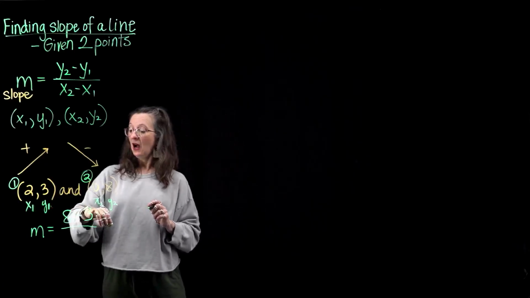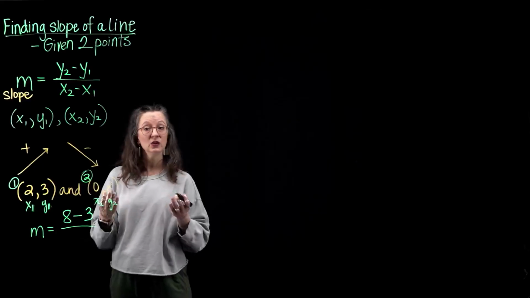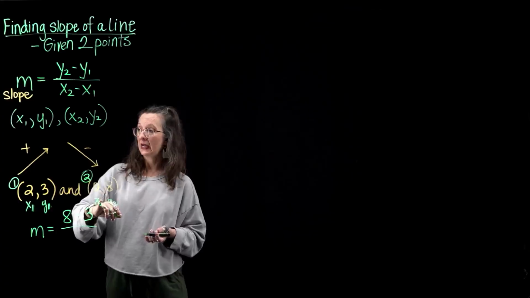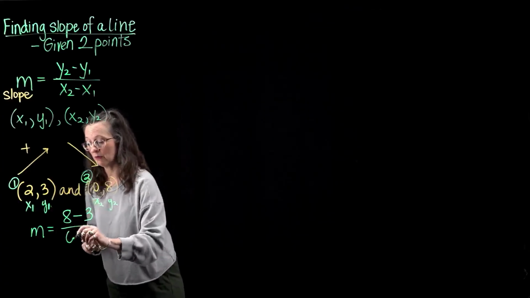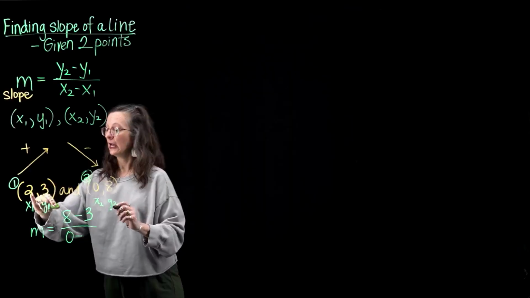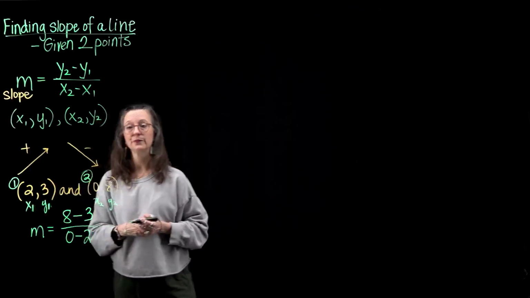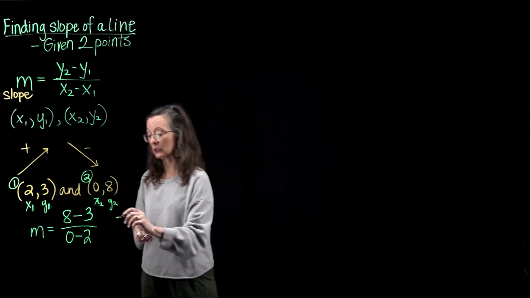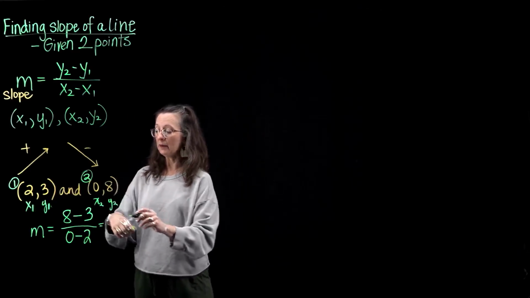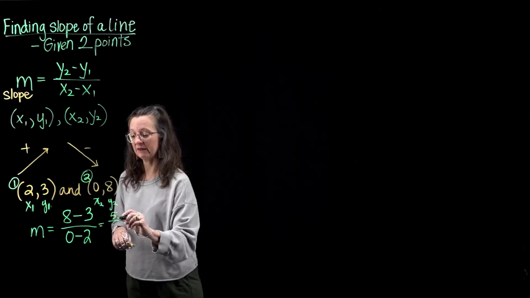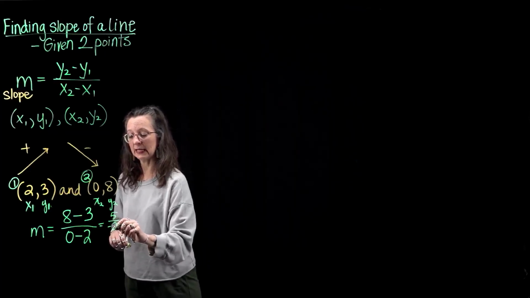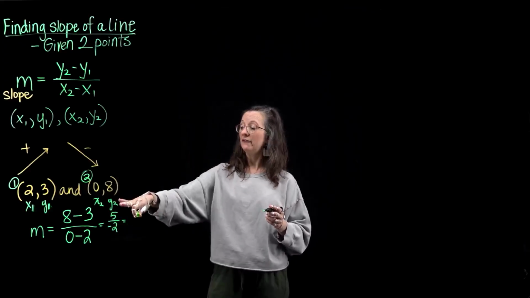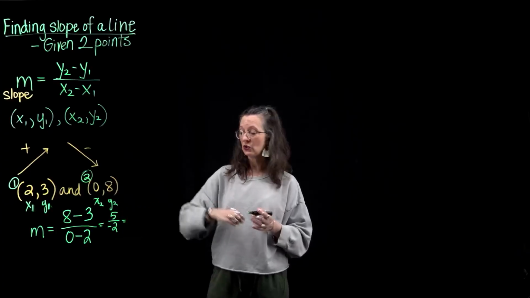So, all right, 8 minus 3 in the numerator, and in the denominator, we would have x2, which is 0, minus x1, which is 2. So I'd have 8 minus 3 over 0 minus 2. Well, 8 minus 3 is just 5, and 0 minus 2 is negative 2. So I would have a slope of 5 over negative 2.